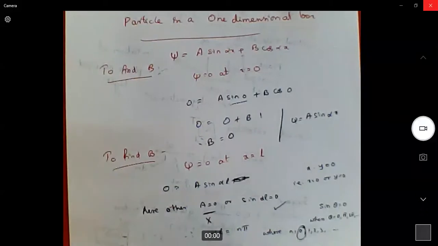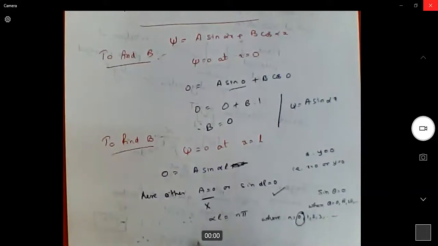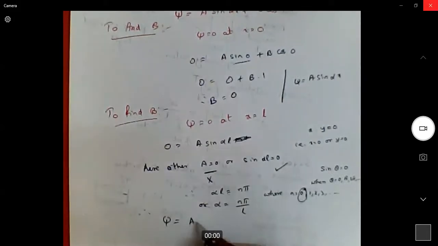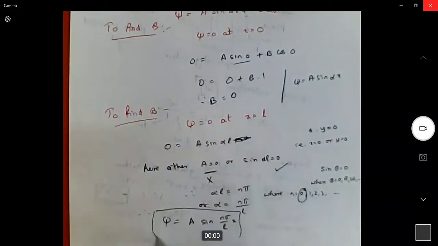So the wave function becomes: alpha is equal to n pi by L. Therefore, the wave function becomes psi is equal to A sin (n pi by L) x. So this is the wave function. Psi is equal to A into sin (n pi by L) into x. But we haven't identified the value of A. That we will do now.